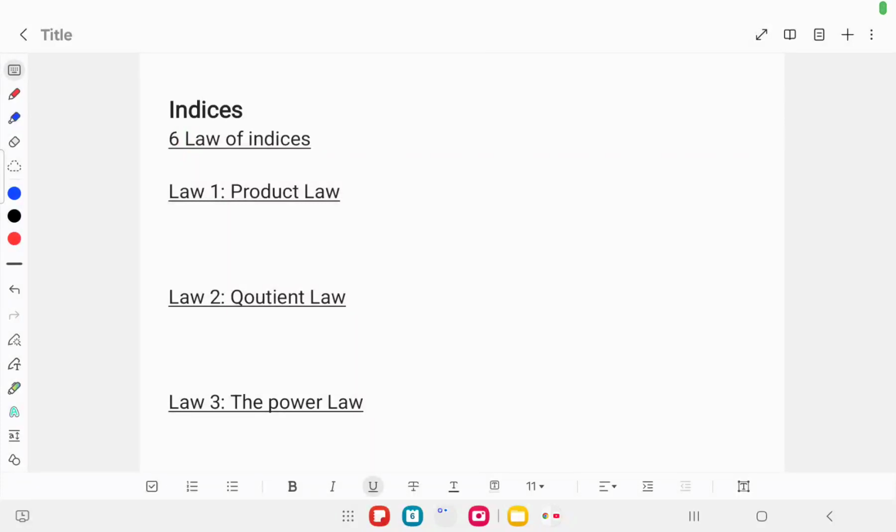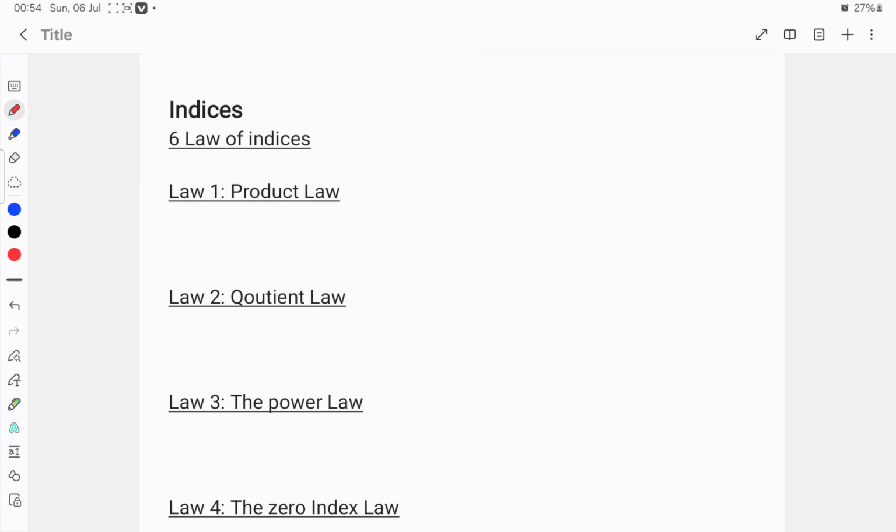Math is fun. Let us deal with indices, okay? Do you still remember how to label the following expression?